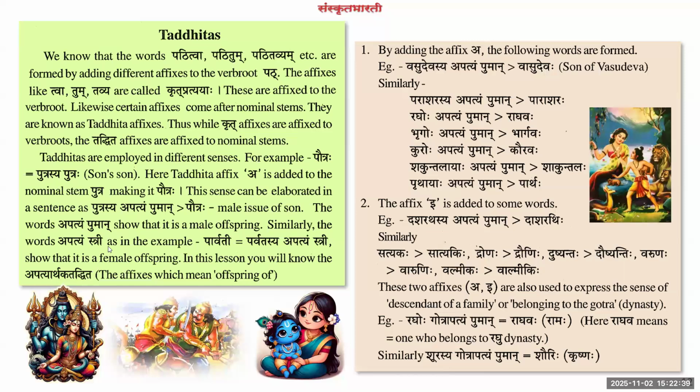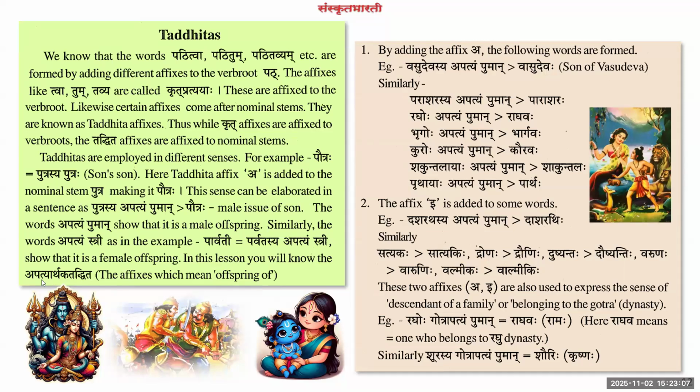Similarly, apatyam stri, as in the example Parvati: Parvatasya apatyam stri, being female, is Parvati. So it uses a feminine ending, Parvati, Neep or something like that. I don't know the exact pratyaya involved there. There are six stri pratyayas. Tap is one, Neep is one, there are a few more, to show that it is a female offspring.